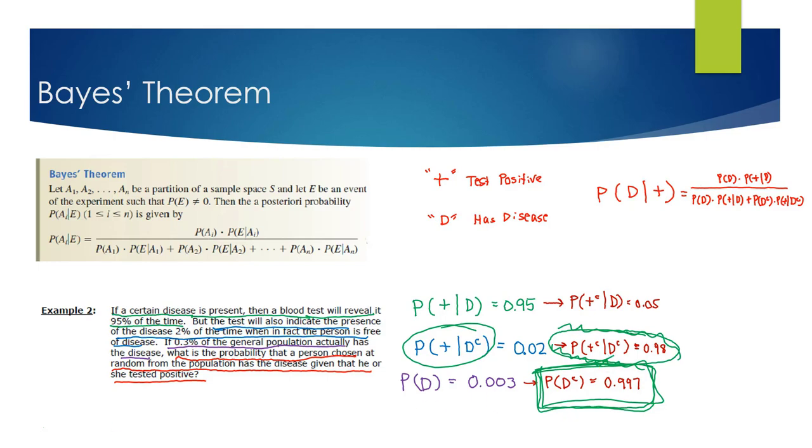So if I substitute these values in now, on top I have 0.003 times 0.95. On the bottom I have 0.003 times 0.95 plus 0.997 times 0.02. When that's all said and done, and I calculate it, I get about 0.1251. So the probability of me actually having this disease, given that I tested positive, is about 12.5%. That could be a sigh of relief, or it means you may have to go through more testing before you get overly concerned about it.